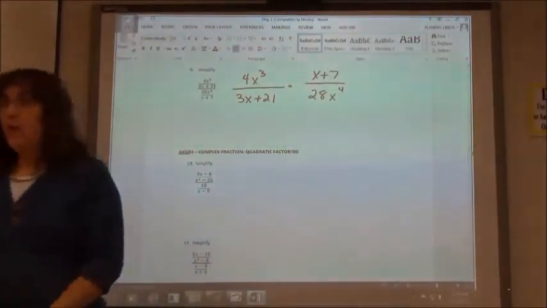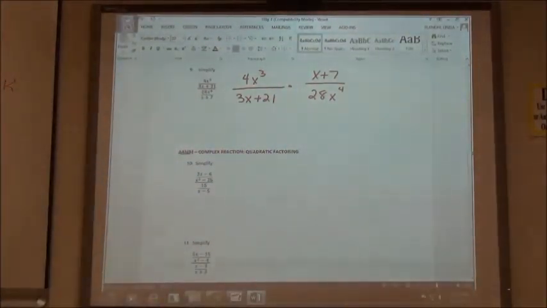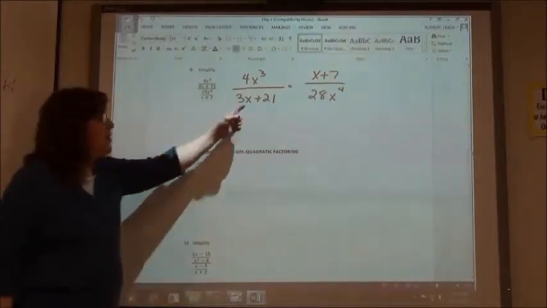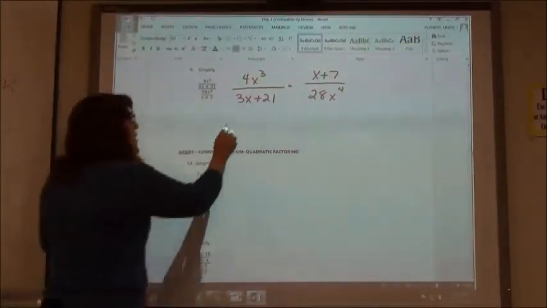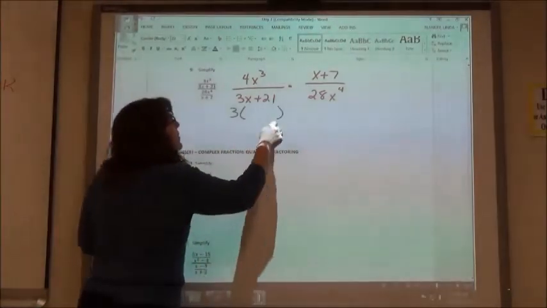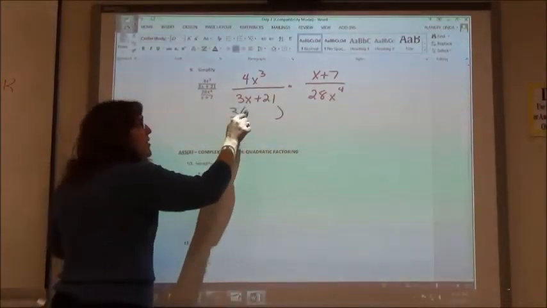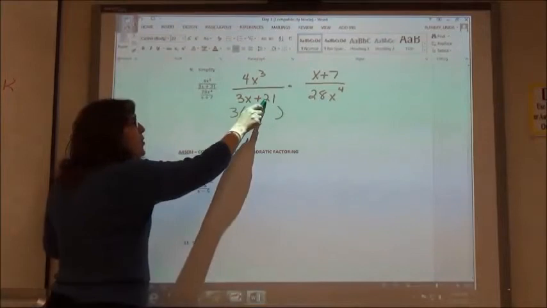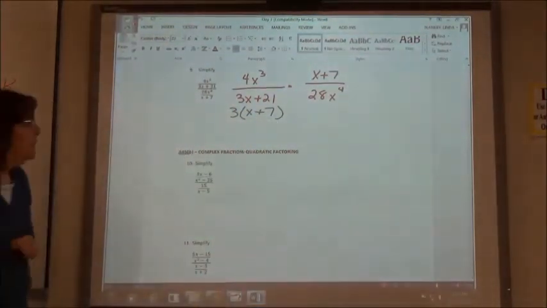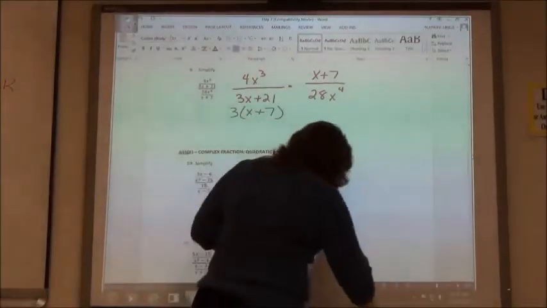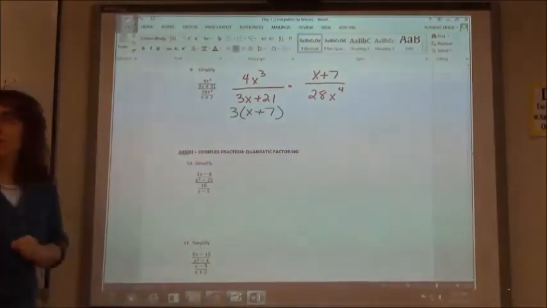So there's really not a whole lot of factoring we can do on this one. The only place we can factor is down here in the bottom of the first fraction. My greatest common factor of 3 and 21 is 3, right? So that 3 is going to go out in front. 3x divided by 3 is just a plain x. 21 divided by 3 is my 7. Can't factor anything else.